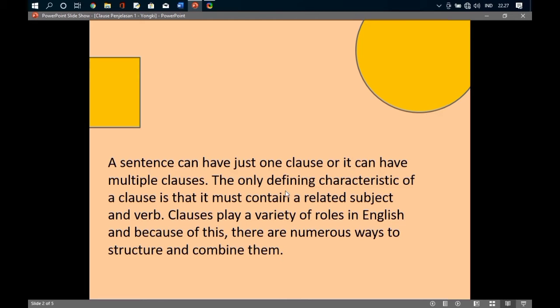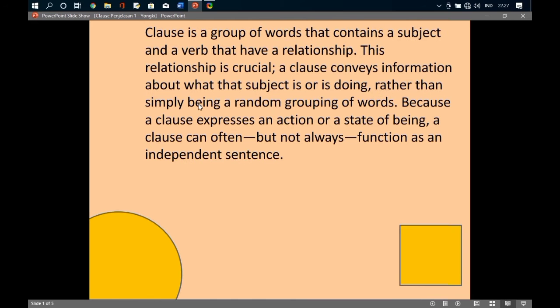The only defining characteristic of a clause is that it must contain a related subject and a verb. So clauses must contain a related subject and verb. It couldn't be just a random group of words, just like the first slide of the PowerPoint. A clause cannot be a random grouping of words. It must contain a subject and a verb.